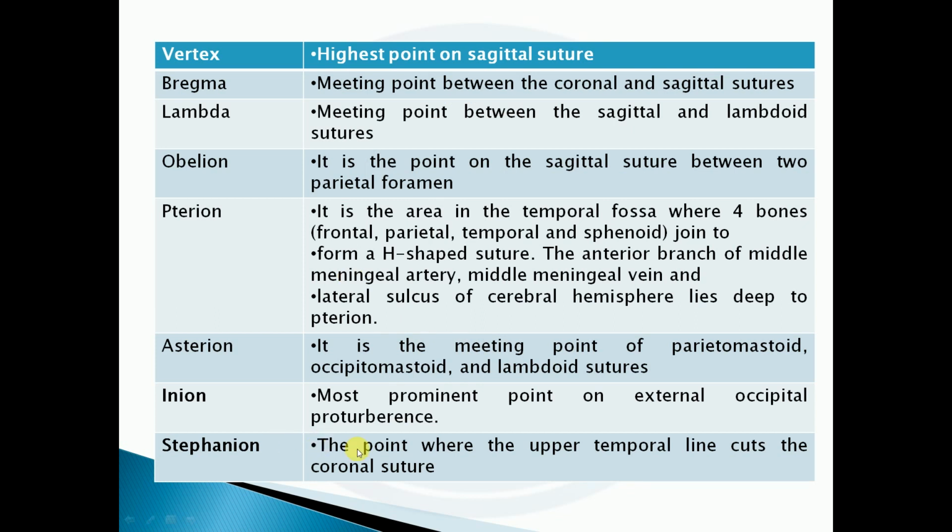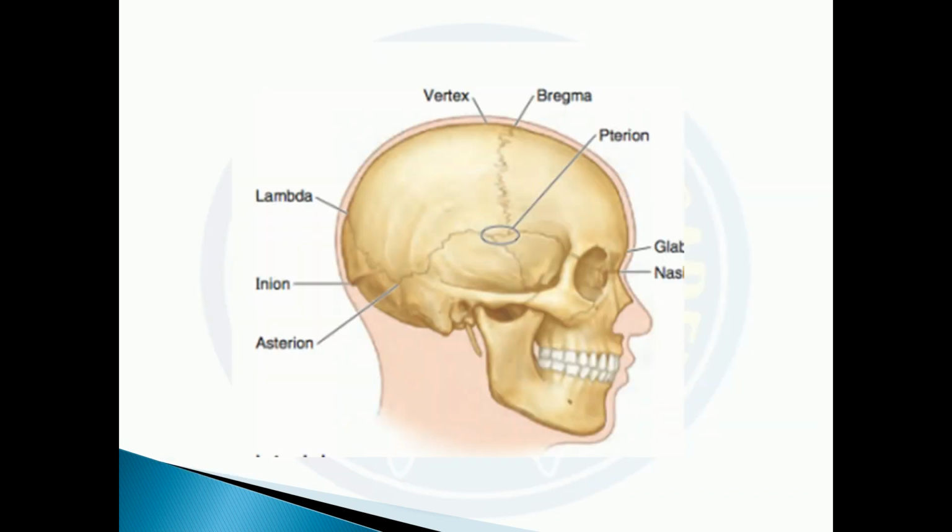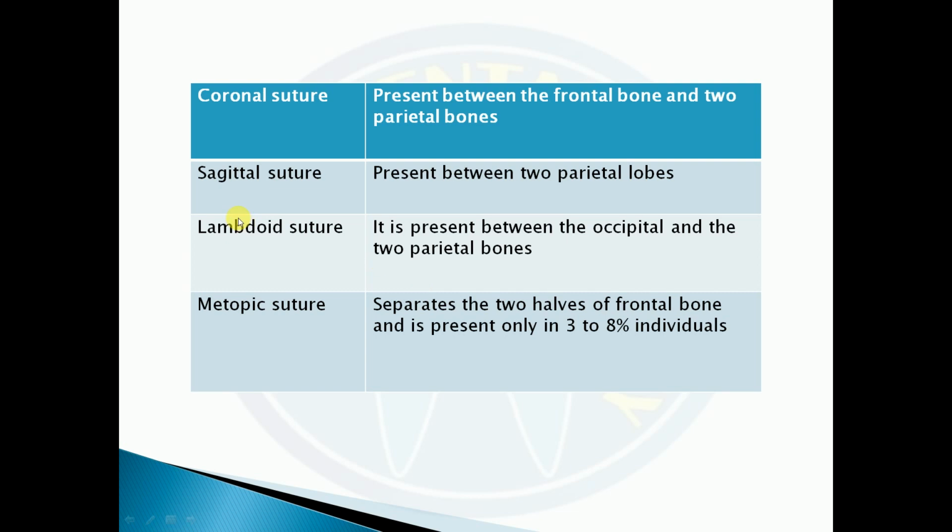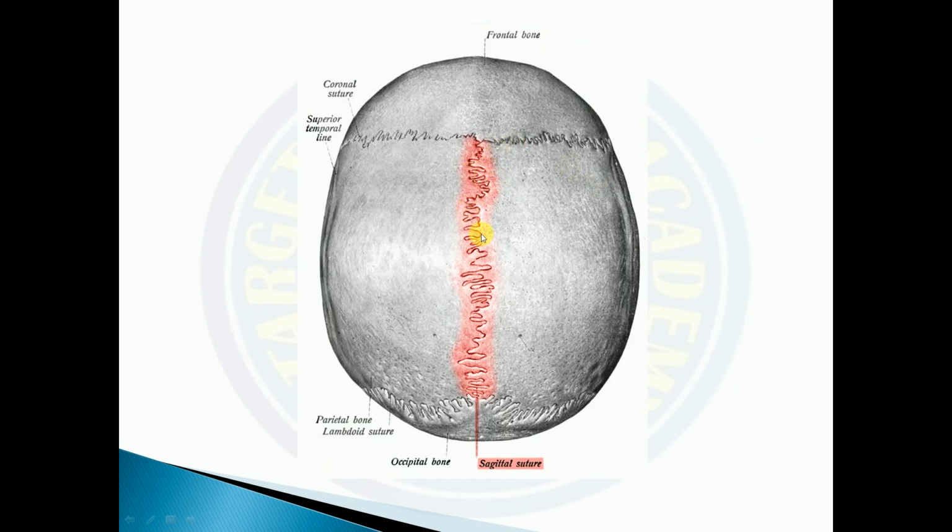Stephanion. The point where the upper temporal line cuts the coronal suture. So coronal suture is present between the frontal bone and the two parietal bones. The sagittal suture is present between the two parietal bones. This is the sagittal suture. These are the parietal bones.